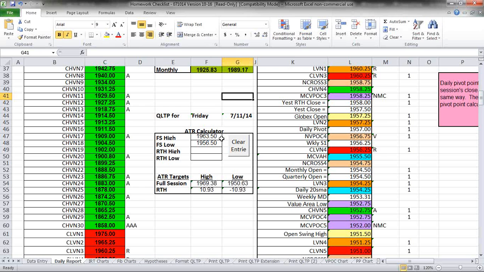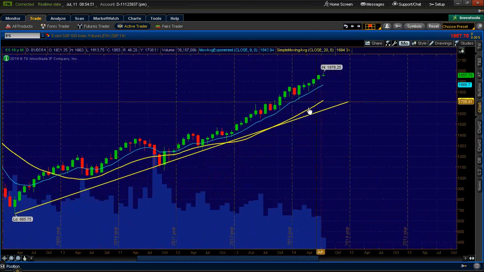Our 20-day ATR targets, with the Globex high, or so far the full session high, at 63.50 and the low at 56.50, give us 20-day ATR targets at the moment to the upside of 1969 1/4, and to the low side, 1950.75. So let's jump right over and take a look at the macro to the micro and the trends.